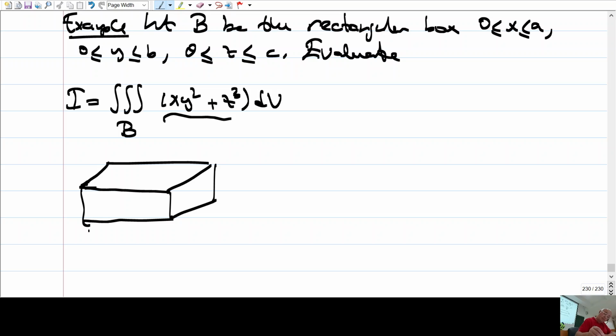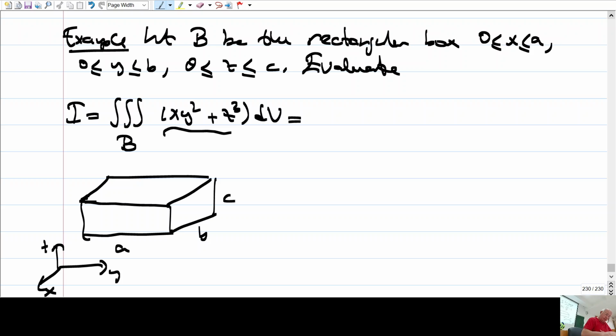Okay, so this is, let's say, the XYZ plane. So this is from 0 to A. So we have something like this. All right. Now B is this rectangle. Therefore, I can just write it like this. xy squared plus z cubed.